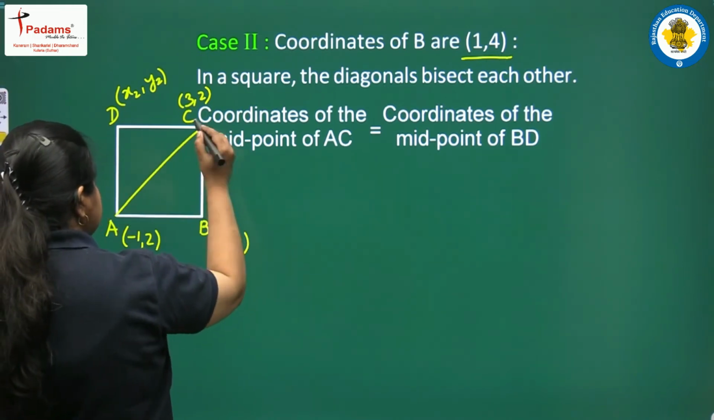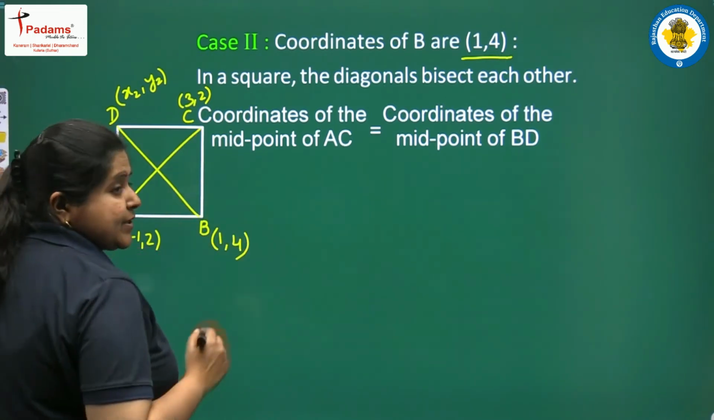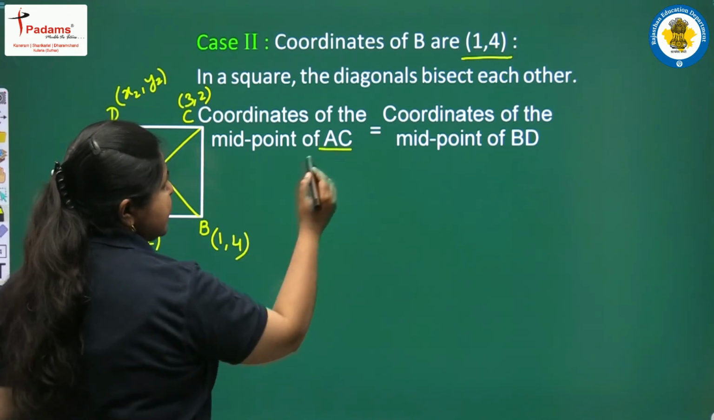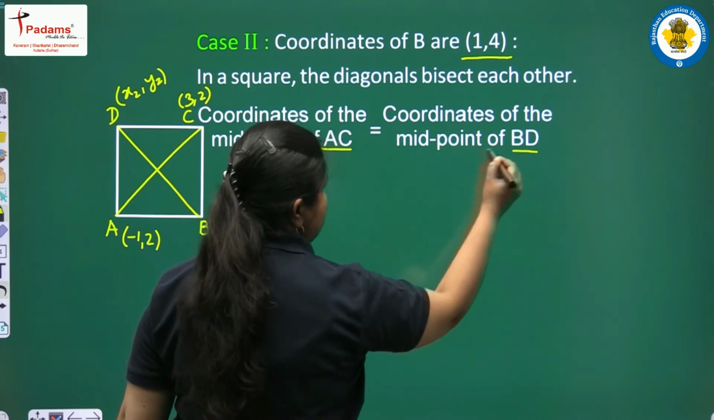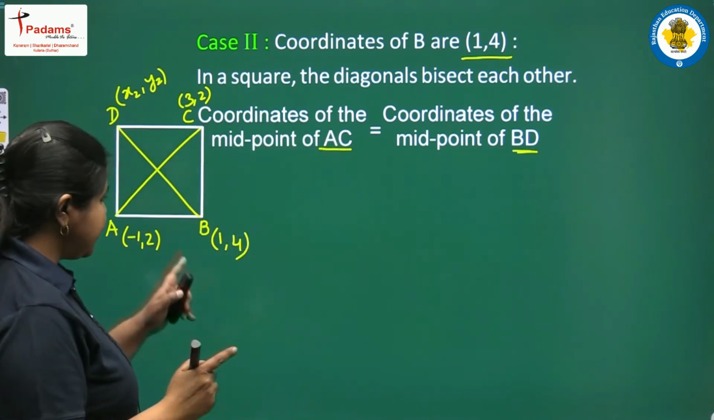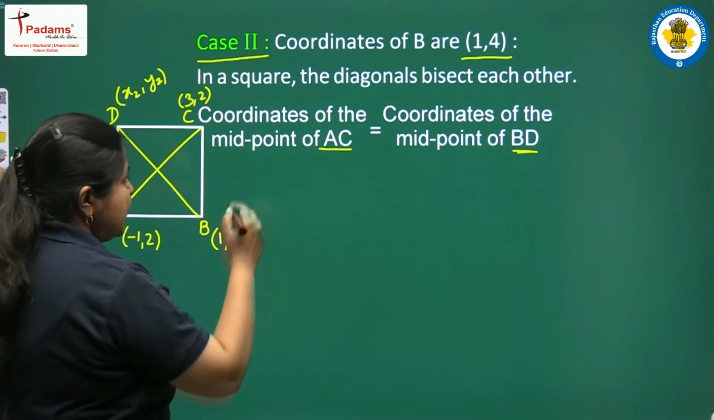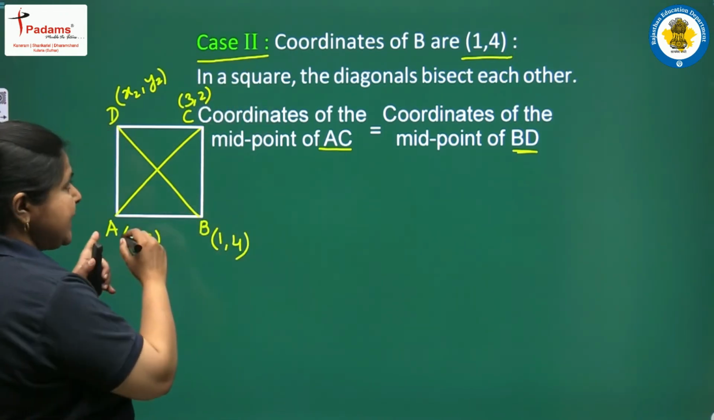और ऐसे केस में फिर से हम डायगनल्स को यूज कर रहे हैं. दे बाइसेक्ट ईच अदर एंड अगेन coordinates of the midpoint of AC, they are equal to the coordinates of the midpoint of BD, and this time we are taking the coordinates of B as 1, 4. This is your case second. अब midpoint of AC, इसके coordinates कैसे मिलेंगे?